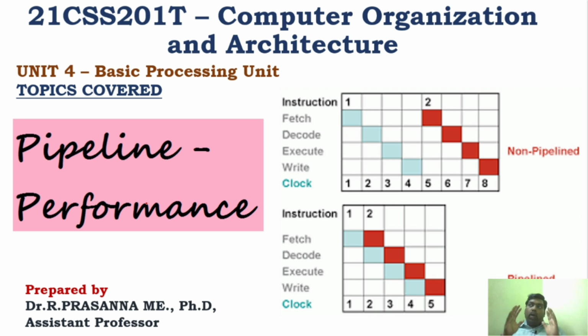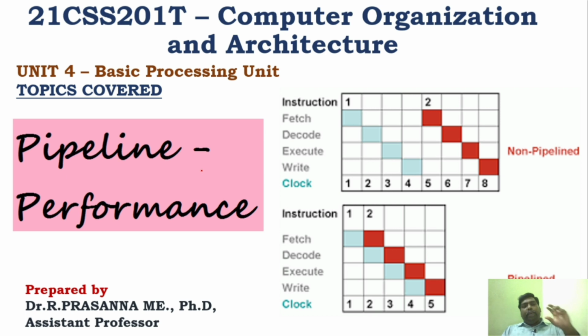Before watching this video, it is very important that you understand what is pipelining, what is two-stage pipelining, what is four-stage pipelining. So if you have not watched the previous video, please go and watch the basic concept of pipelining and then come to this video so that you can understand the concept very clearly.